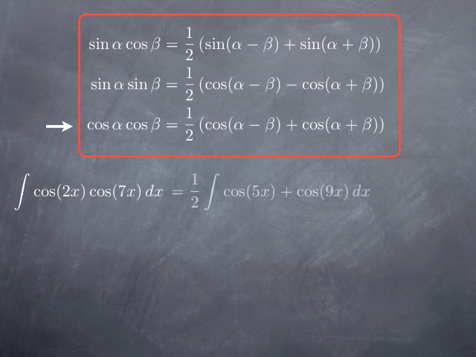So we get 1/2 of cosine of the difference, which you can pick to be 5x, plus cosine of the sum, which is 9x. An antiderivative of cosine 5x is 1/5 sine of 5x, multiplied by 1/2 is going to give us 1/10 sine of 5x. And then an antiderivative of cosine 9x is going to be 1/9 of sine of 9x. When I multiply by 1/2, I get 1 over 18 sine of 9x.